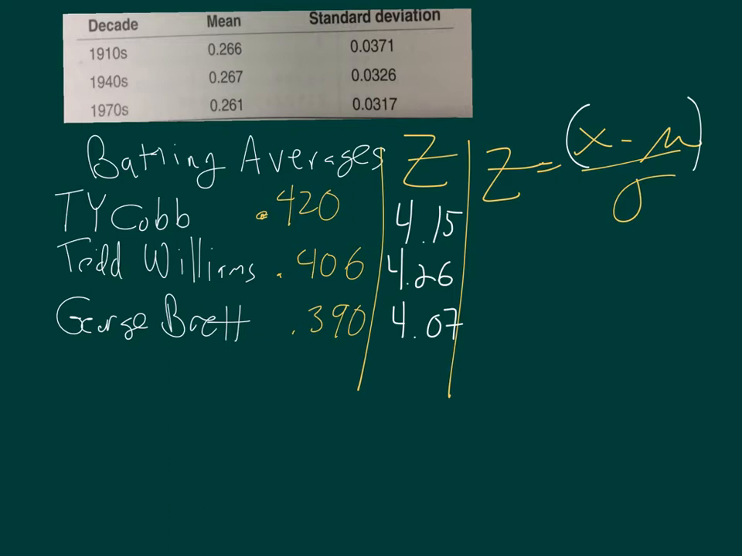Boom, there are the z-scores. So when you're looking at this, you go, okay, what does this mean? This is what it means when it says compare these people based on their relative standing. Relative standing means I'm thinking about z-scores. Ty Cobb has a z-score of 4.15, which means he is 4.15 standard deviations above the average. Because it's positive, it's above, and it's 4.15 standard deviations above the mean. So relative to everybody else, he's 4.15 standard deviations higher than the mean.